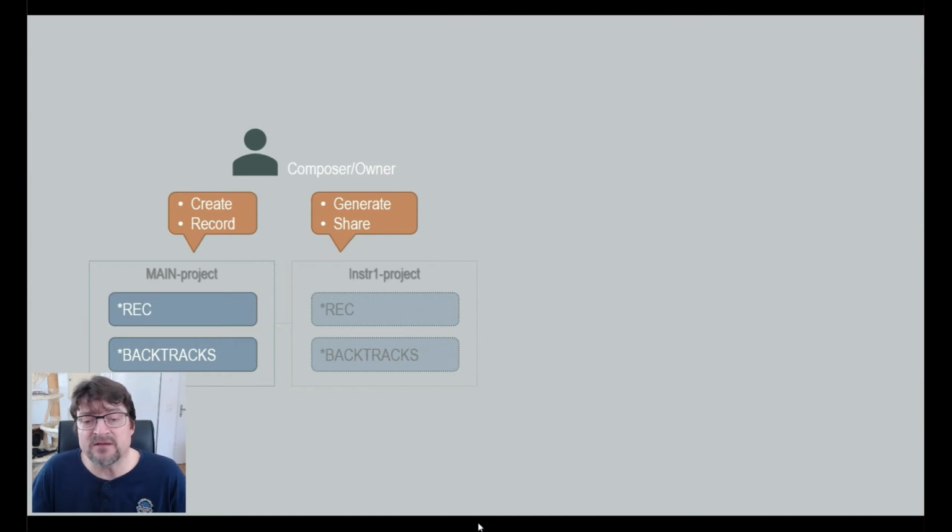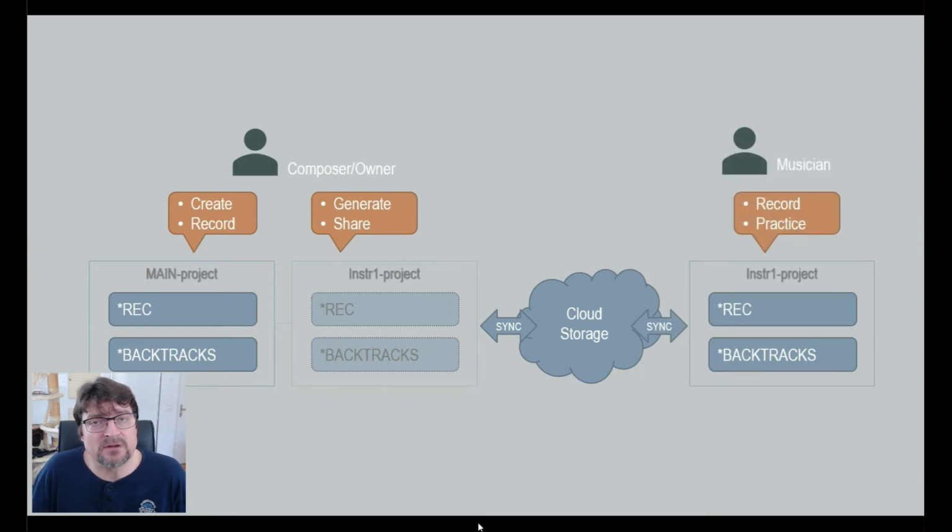But because this instrument project resides in a self-contained directory, it can easily be shared and made available over a cloud service such as OneDrive or Google Drive or iCloud or whatever it might be, and then synchronize that directory to the cloud storage, and the musician can download it from the cloud storage to his local hard drive, and that way work with this project on his system and in his environment. And because the instrument project is self-contained, which means it has all the sound files and everything that is needed to actually work with the project in it, it can easily be shared.